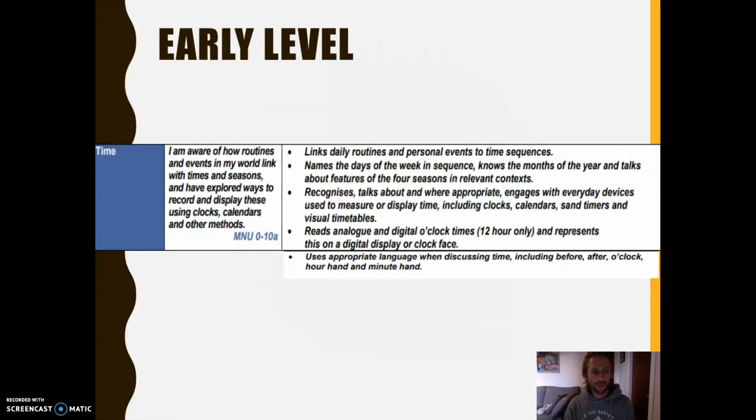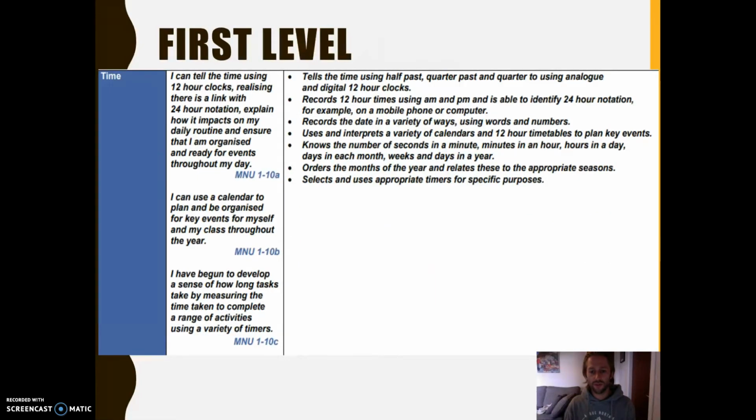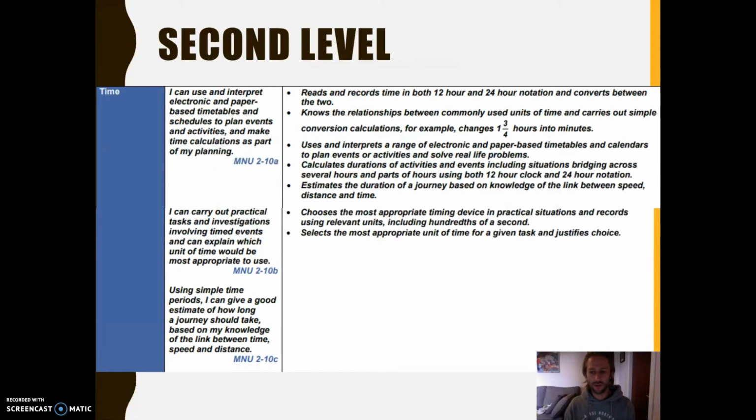Okay, so that's early level. Here's first level. Again, I would recommend you pause the video. And second level.